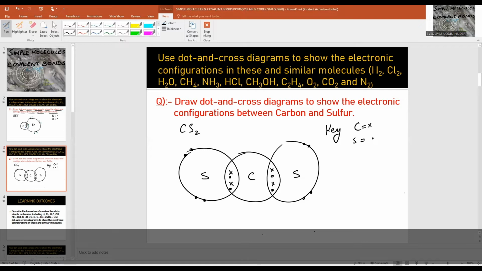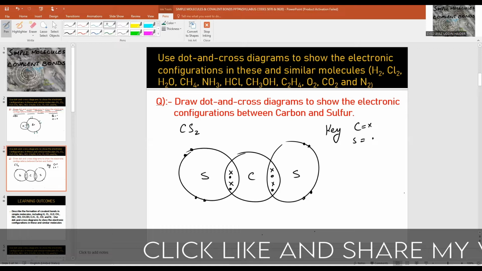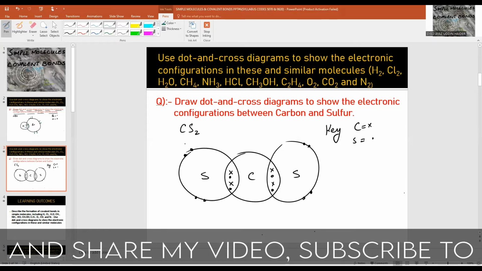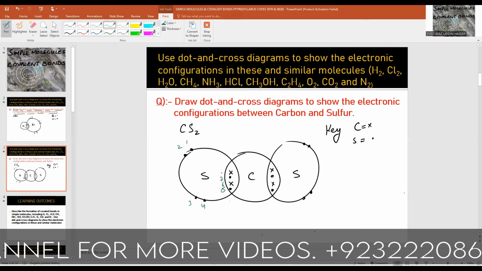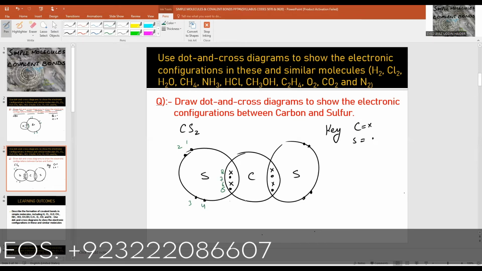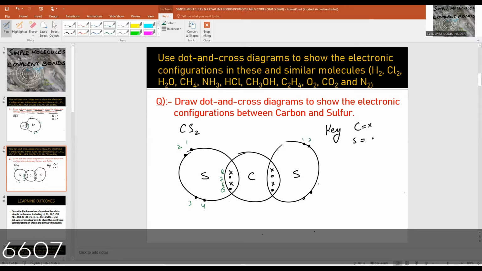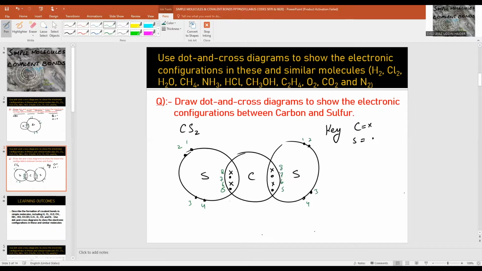If you count the total number of electrons around each atom, it will be 8, which tells us that all these 3 have completed their valence shell. 1, 2, 3, 4, 5, 6, 7, 8. This one is for the sulfur. For the next sulfur, 1, 2, 3, 4, 5, 6, 7, 8. Now let's count the electrons for carbon: 1, 2, 3, 4, 5, 6, 7, 8. So all these 3 have completed their valence shell.